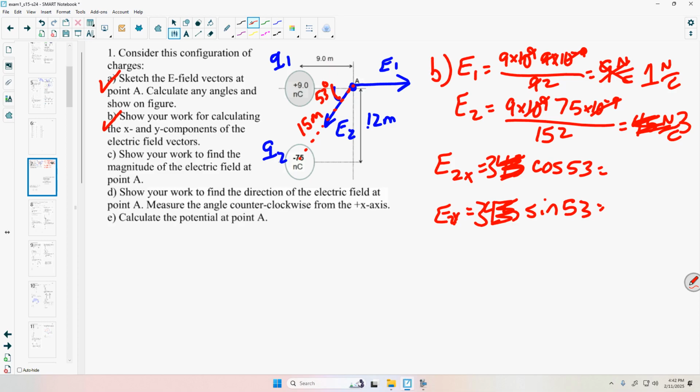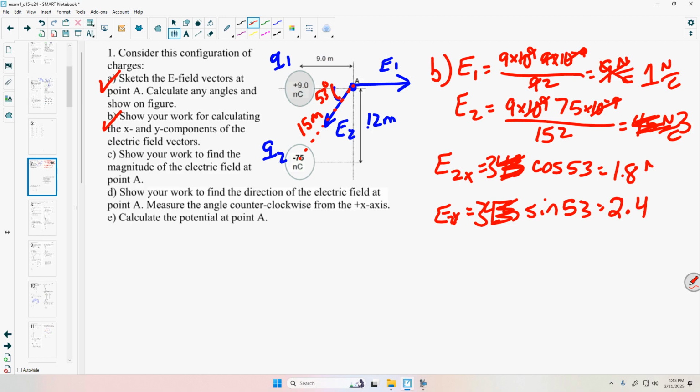So that would have been, if I had forgotten to square and you had all this other stuff right, that would have been just half off. And then, of course, that would have made C and D wrong, but if you did C and D correctly, and you got the right answer, I wouldn't have counted off for those at all. So 3 cosine of 53, that's 1.8. And then 3 sine of 53, it's 2.4.